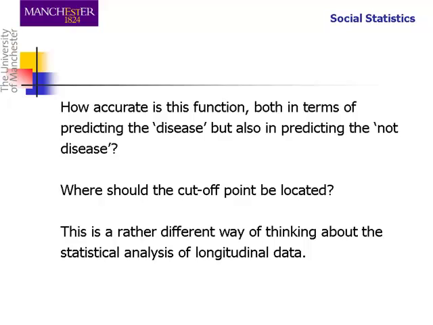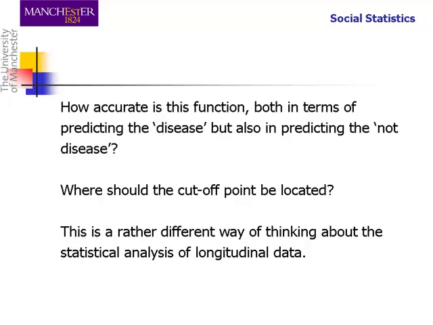But that's not really addressing the problem that we need to address here, which is that we're interested in predicting not only the disease, but also the not disease, and we're not necessarily going to treat those symmetrically, because they have different implications. So we've got possibly a rather different way of thinking about the ways in which we approach the analysis of longitudinal data for certain kinds of questions. Clearly not going to apply to all questions, but for certain kinds of questions.